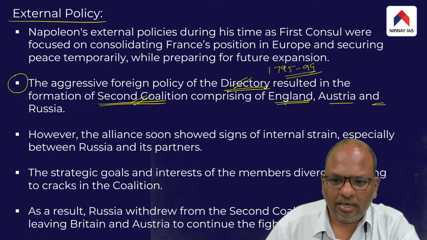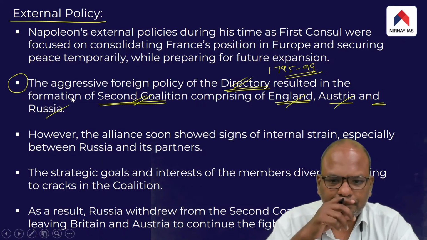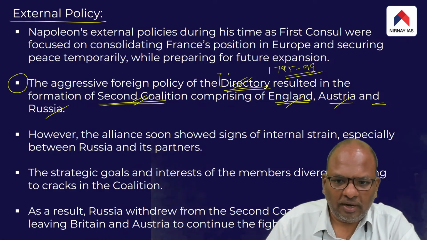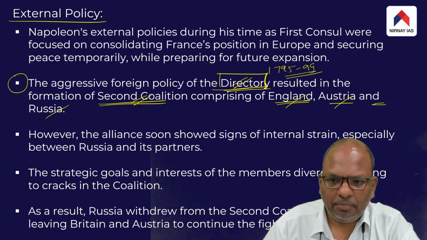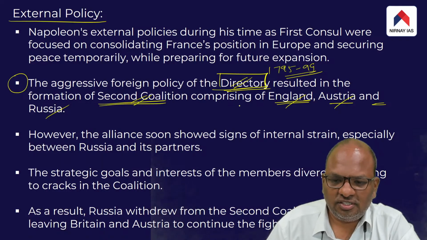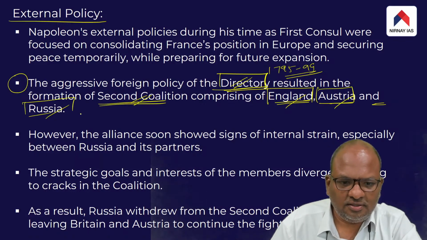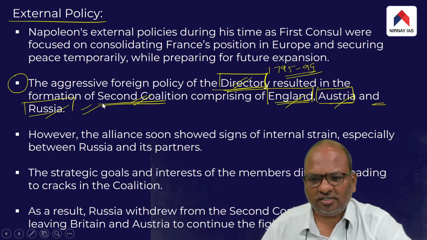This coalition comprised countries like England, Austria, and Russia. So the aggressive policy followed by the Directory resulted in the formation of a second coalition comprising England, Austria, and Russia. This coalition came into existence.